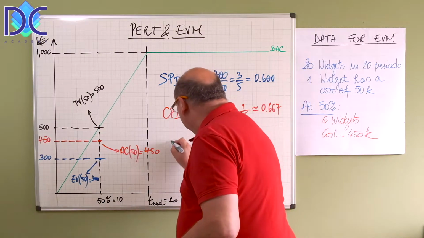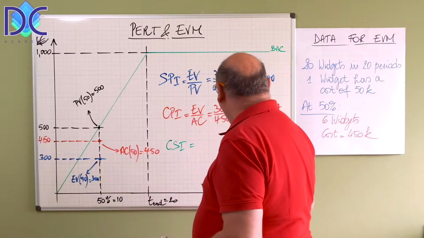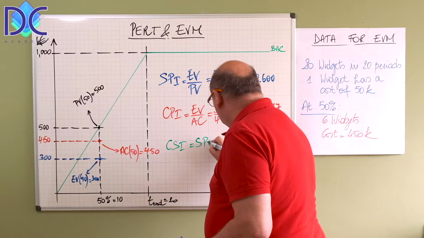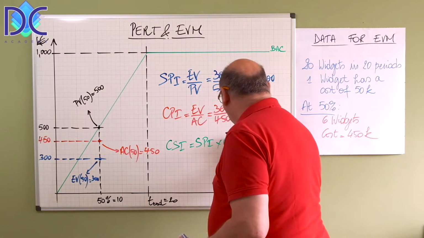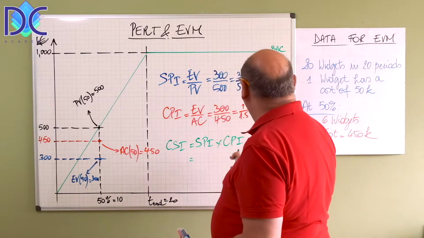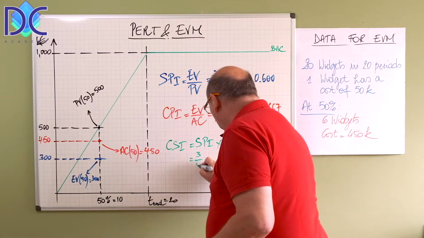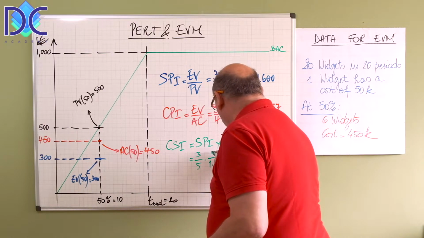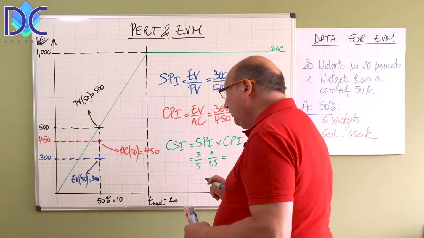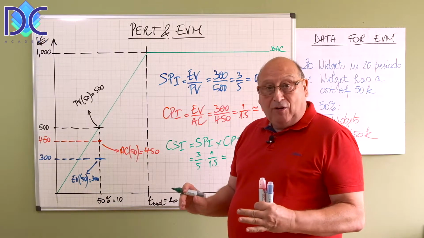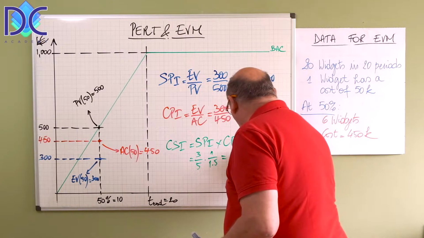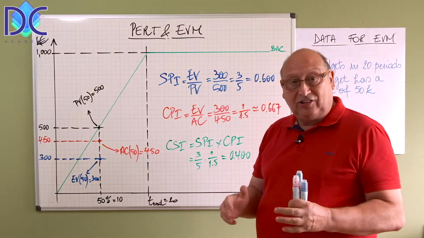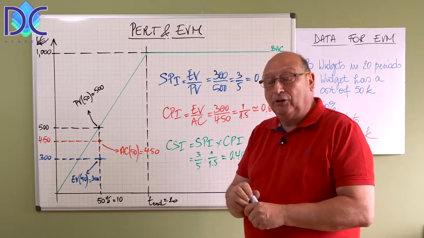Now let's look at the CSI. The CSI is in fact the SPI times the CPI, which is equal to 3/5 multiplied by 1 divided by 1.5. And when we calculate this, we find 0.400, which is an exact number. It's not approximately, it's exactly 0.4.